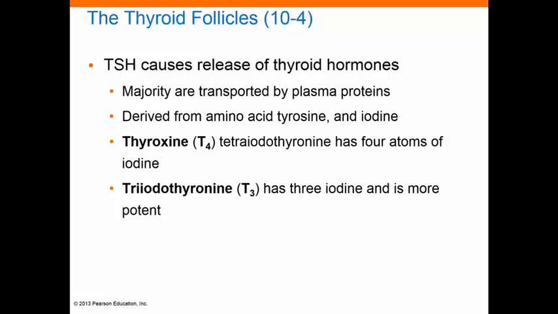The thyroid hormones are derived from molecules of the amino acid tyrosine, to which iodine atoms have been attached, creating thyroxine, or T4, which is a tetraiodothyronine, which has 4 atoms of iodine, or triiodothyronine, which is T3, and has 3 iodines, and is more potent.